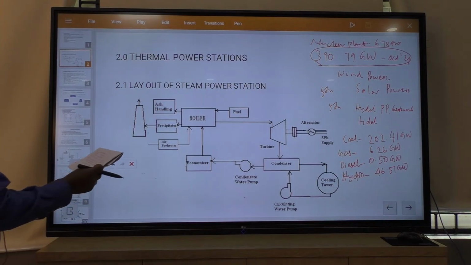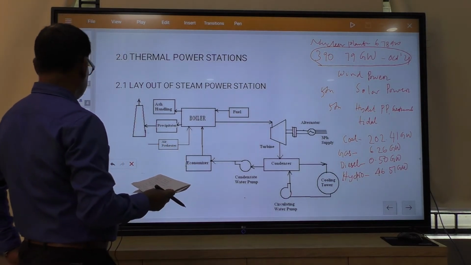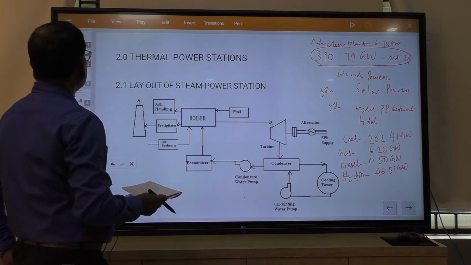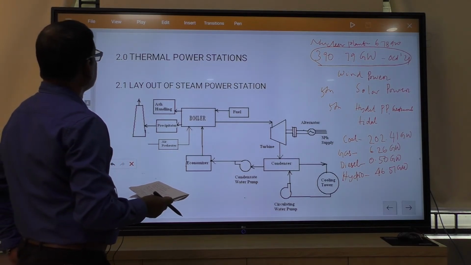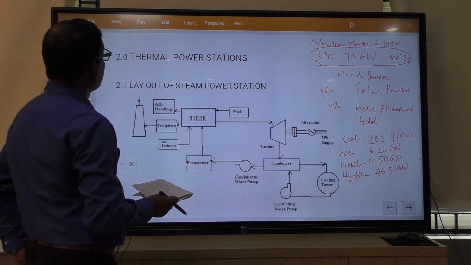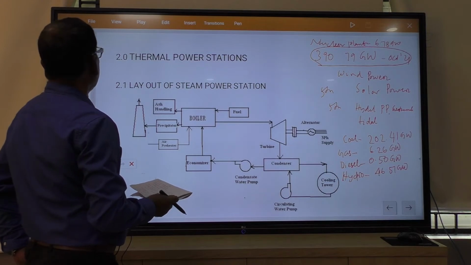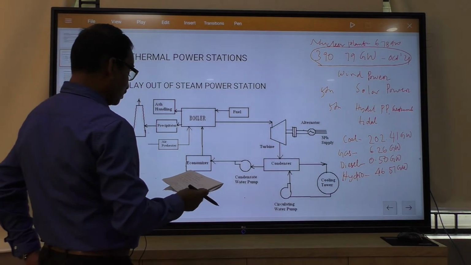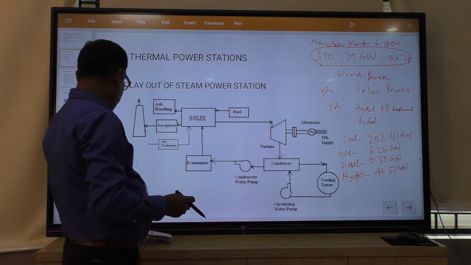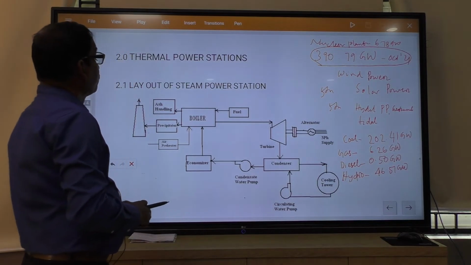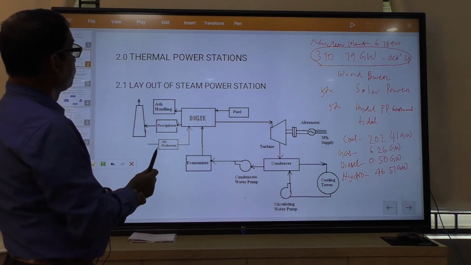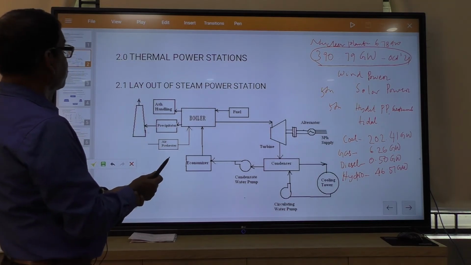So now we'll go to our syllabus. First in the unit is 2.1, that is mentioned: you have to read the layout of a steam power station. Layout means what the components are and how they are laid down. The thermal power plant is made by taking all these units.